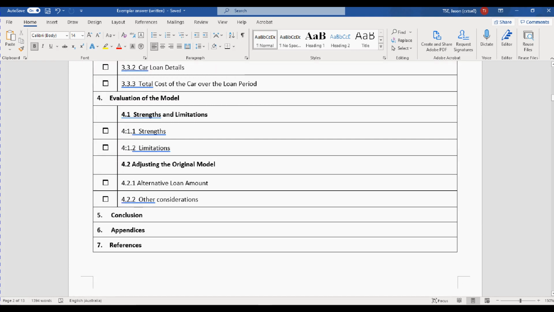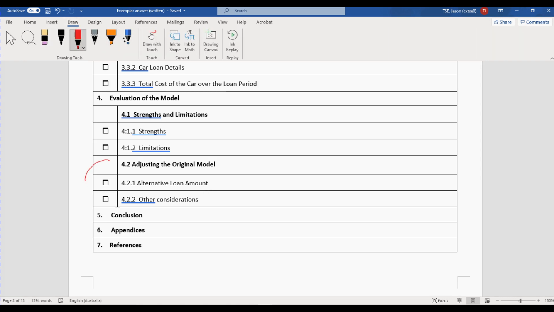So previously, we've done the strength and limitation in the evaluation part of the assignment. On this part, I would like to do the second half of evaluation of the model, which is adjusting the original model. That means after strengths and limitations, so you know what's the advantage and disadvantage of your current model, you try to do some adjustment, or you try to suggest some possible alternative models for your planning, right? And there might be other considerations that we haven't mentioned in this report, right? So that's what we're going to do, right?